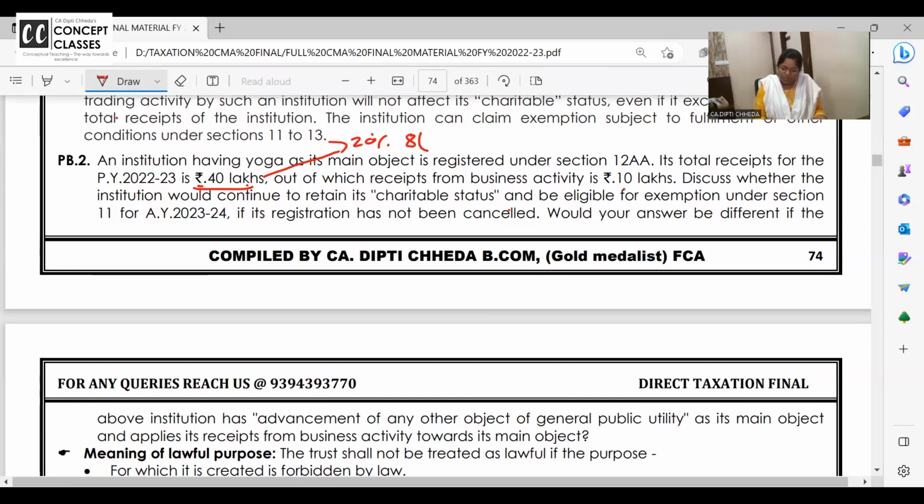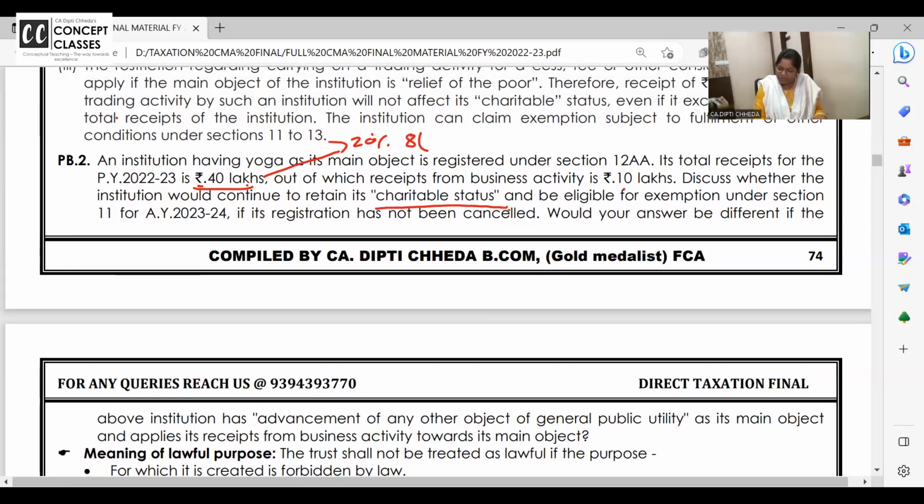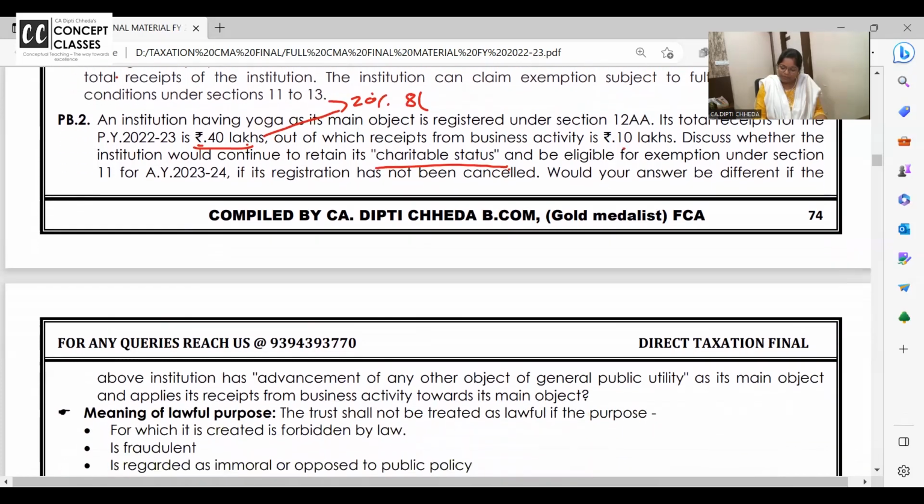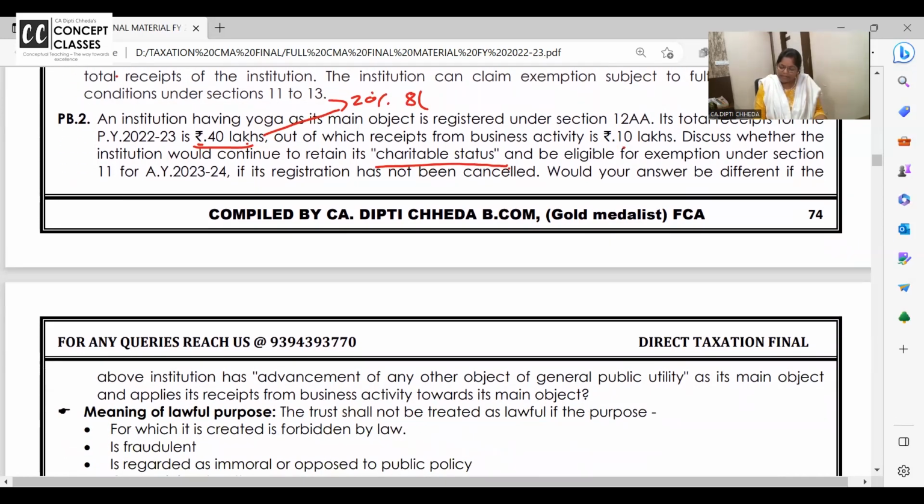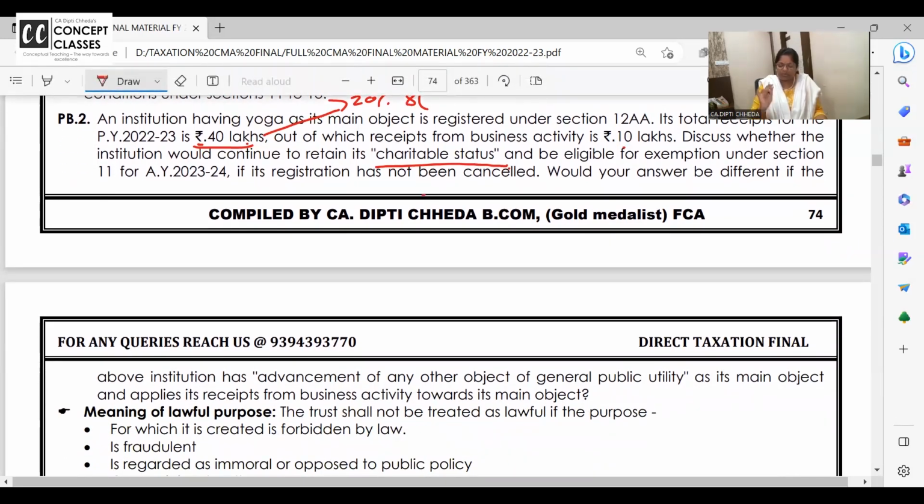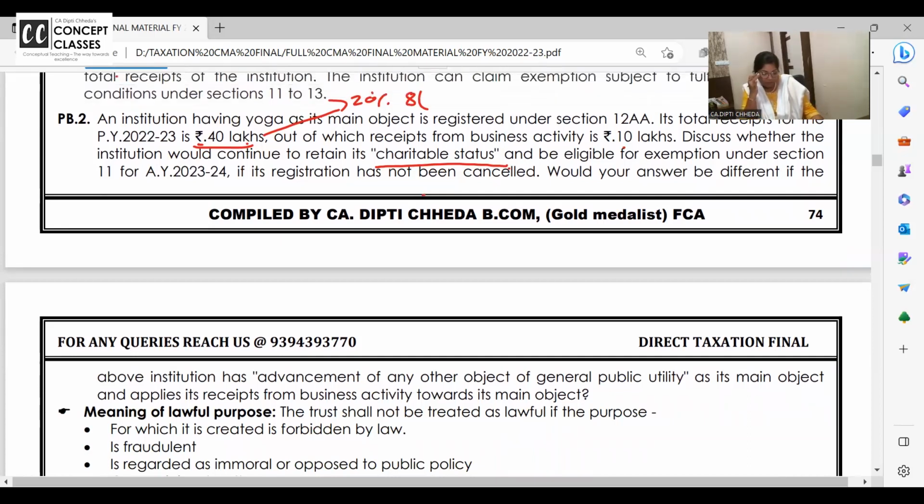Whether the institute would continue the charitable status? What is the answer? Yes or no? An exemption will be allowed or not? First you answer this much. I want to see the answer in the chat box. If you are using a mobile phone and not able to answer, unmute and speak up in the class. Absolutely no problem. Bolo.